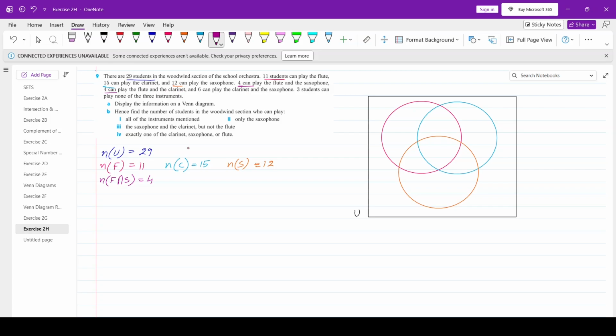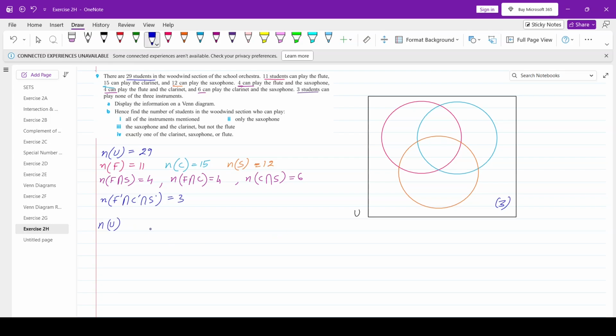4 can play flute and clarinet. So the number of students in F intersection C is 4. And 6 can play the clarinet and the saxophone. The number of students in C intersection S is equal to 6. Now 3 students can play none of the 3 instruments. So the number of students in F prime intersection C prime intersection S prime is 3. And on this Venn diagram we can represent this 3 over here.